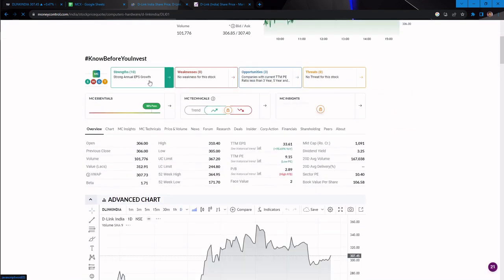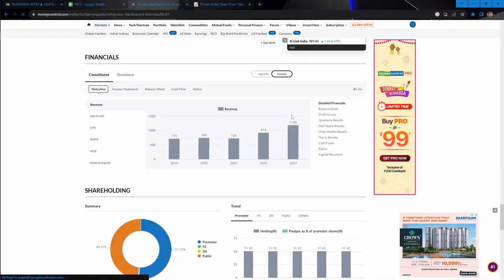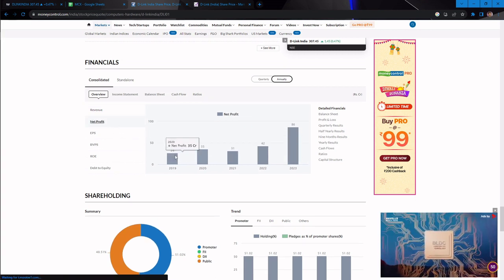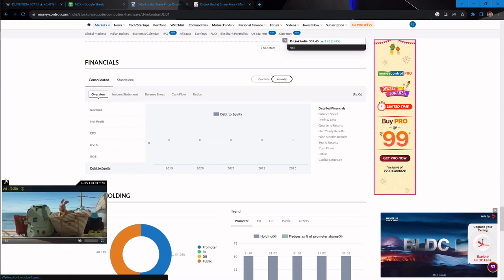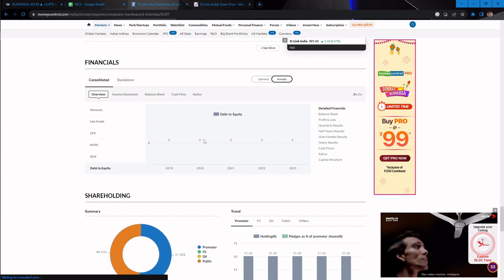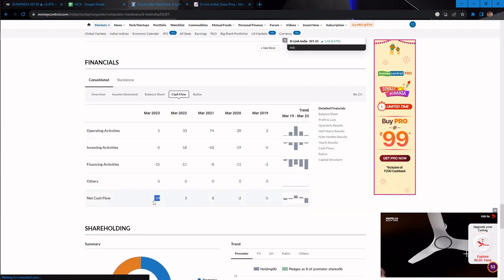See, strong annual EPS growth, all these are mentioned. Okay, now let me go to financials. So in financials, if you see, revenue consistently increasing, and what about the net profit? Doubled. Okay, debt to equity, it is zero for the past 5 years. Okay, and cash flow right now, it is in negative. This is a big minus.